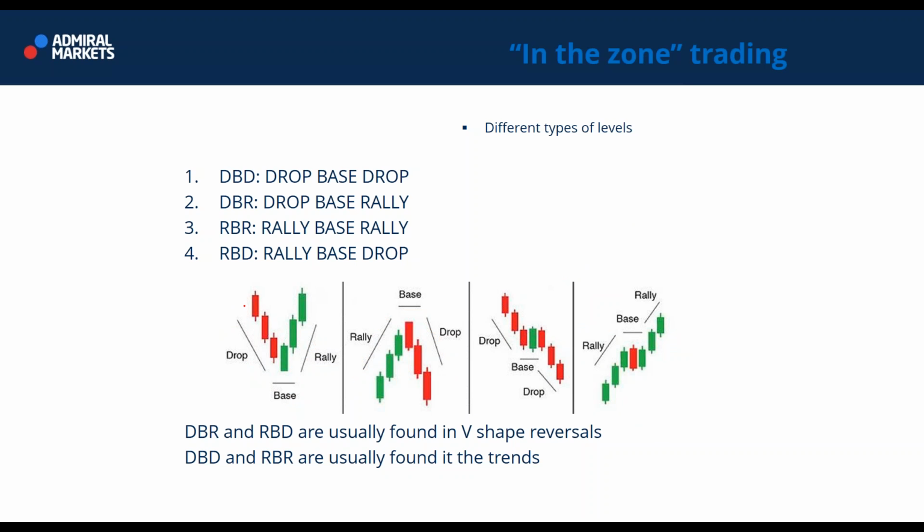Simply explained, when price makes a V-shaped reversal, that's DBR, drop base rally. When price makes a rooftop like this, it continues down, it's rally base drop. When you see a drop, consolidation, another drop, it's drop base drop, and rally base rally is actually consolidation in a bullish trend. Okay, so DBR and RBD are usually found in V-shaped reversals and rooftops. DBD and RBR are usually found in trends.